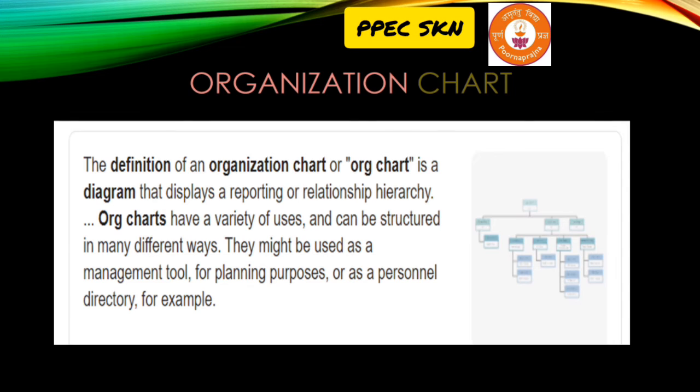The definition of an organization chart, or what is an organization chart, is a diagram that displays a reporting or relationship hierarchy. You can see on the right side the organization chart model. It is showing a hierarchy, a tree structure. This kind of chart is mainly used in organizations to show the employee structure and their workflow. That is what we use this organization chart for.